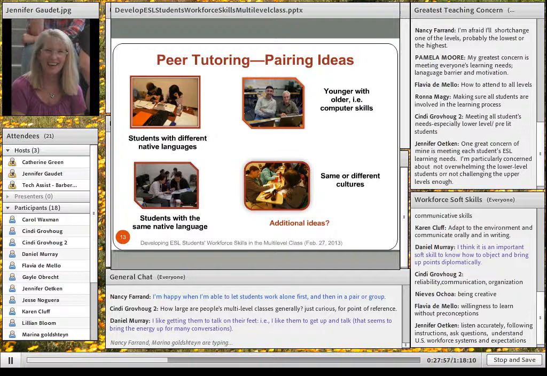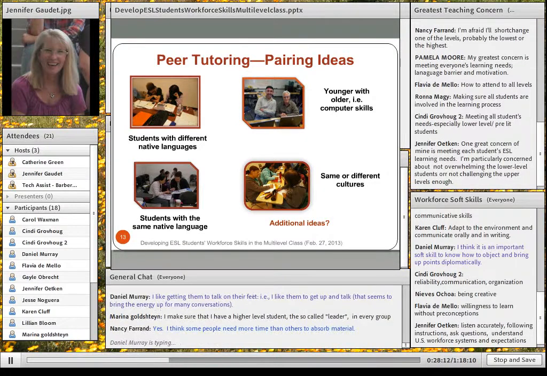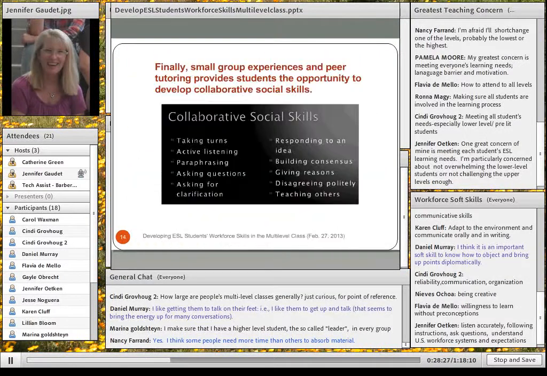How large are groups? That's a good question. I don't know if we'll have time to answer it here. Okay. I like to get them talking on their feet. All right, I make sure that they have a higher level student, a leader, quote unquote, and those leaders just pop right up to the top, don't they? Okay, some people need more time than others. True. Okay, I'm going to have to move on pretty quick here. Okay, all right, so very good.